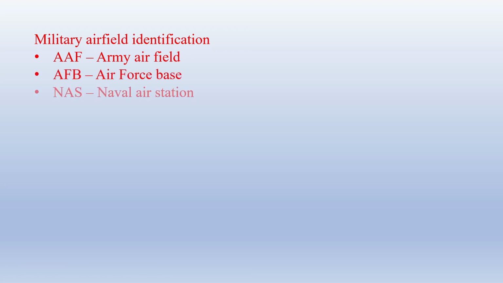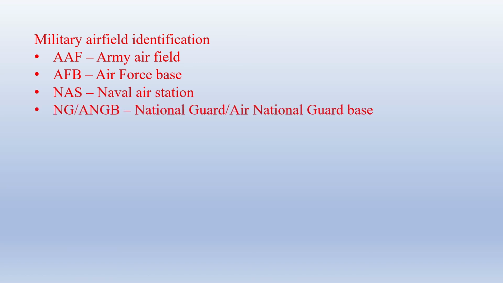Identifiers you see in military airport names include AAF for Army Airfield, AFB for Air Force Base, NAS for Naval Air Station, and NG or ANGB for National Guard or Air National Guard Base. Again, in Flight Sim, you're free to check those out if you want, but doing so in real life would get you a welcoming committee that's most likely armed.